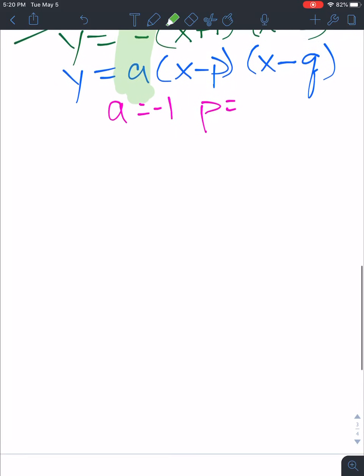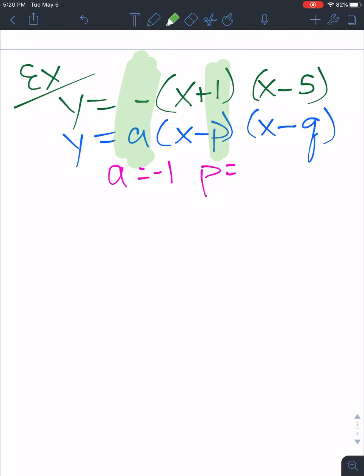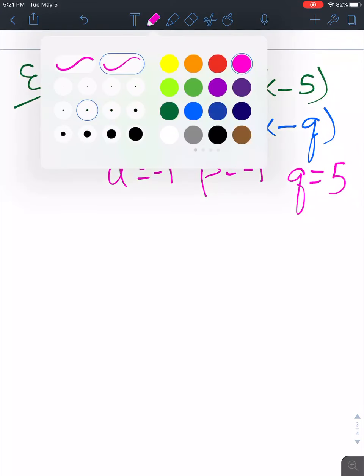Here I have my p, so I have an x plus 1, all right? But I should have an x minus p. So the only way in order to get a plus 1 is if p is negative 1, all right? Because that's x minus p, but we're replacing p with a negative 1. So we have x minus the negative 1. That gets us an x plus 1, all right? That's why we have to flip the sign. So p is negative 1, and q, so I have x minus 5 and x minus q, so q is positive 5, all right? So a is negative 1, p is negative 1, and q is positive 5.